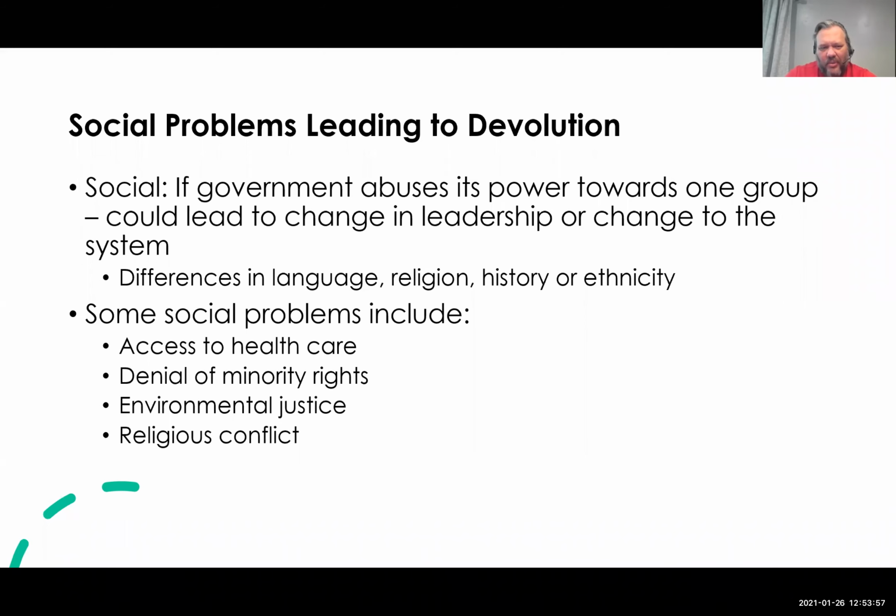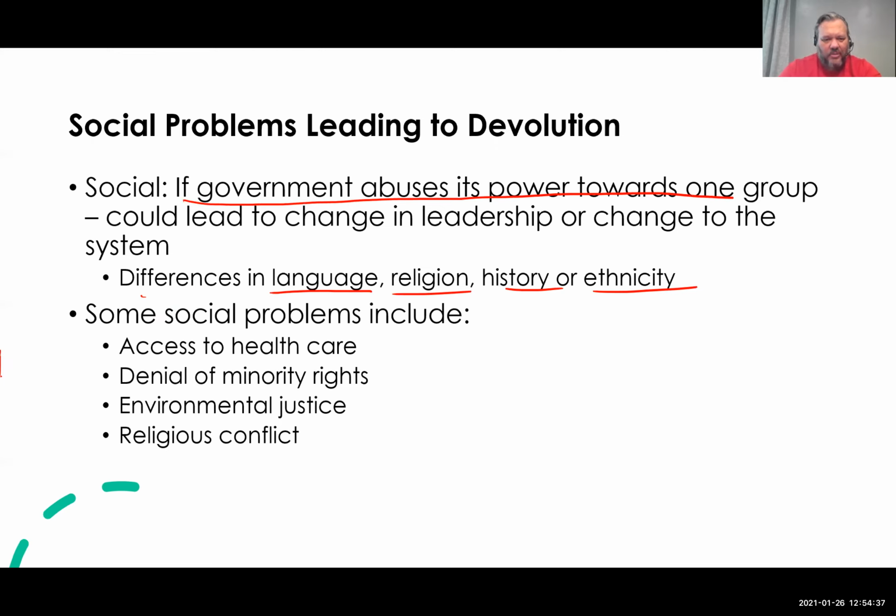All right. So now we also have social problems and economic problems that lead to devolution. So these are just things to kind of keep in the back of your head. When you see a test that says name one social problem that might lead to it. So when we talk about social problems, if the government abuses its power towards one group, so think about the civil rights movement in the U.S. or just slavery in the U.S. Or any minority group not getting the rights or being denied rights by the government, that could definitely lead to devolutionary pressures. Also, things like differences in language, religion, history, ethnicity, all those things can lead to devolutionary pressures.